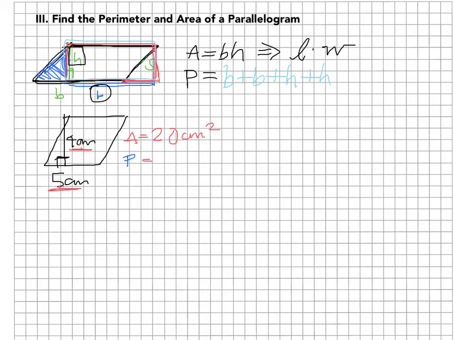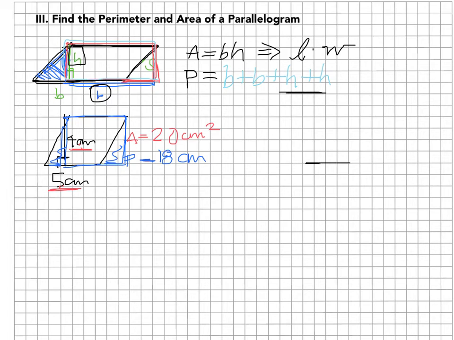And our perimeter, oops, switch to blue here. Our perimeter is, we're going to walk around, and again, we want to pretend we're going to take this section right here and put it right here. And then we have 5 plus 4 is 9, plus 5 is 14, plus another 4 is 18. 18 centimeters.